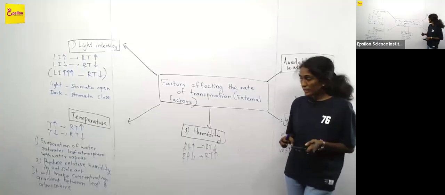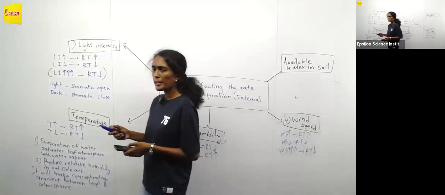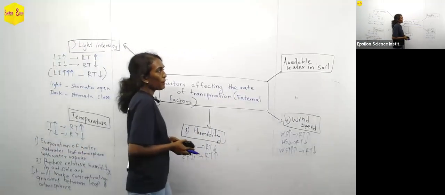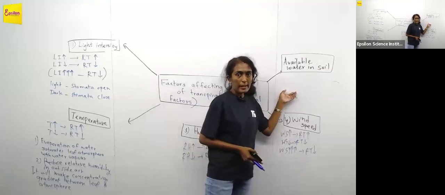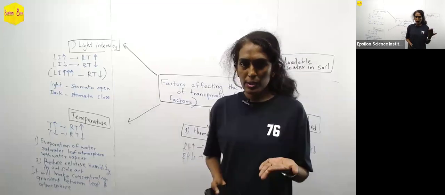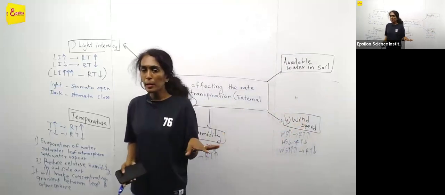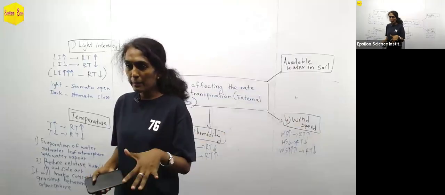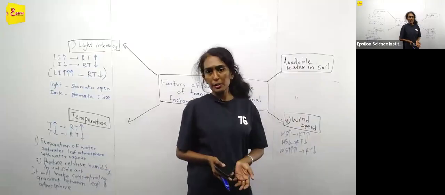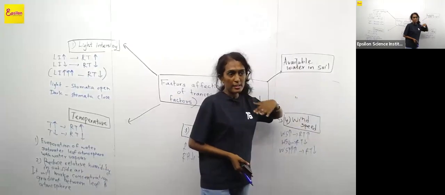Right. Then go to available water in the soil. What's the meaning of available water? Soil has much water, but not every water is available to the plant. There are water molecules which are tightly bound to the soil particles which are not available to the plant. And there is some water in the deep layers where the roots cannot reach. That is also not available. So only the free water is accessible to the plant.